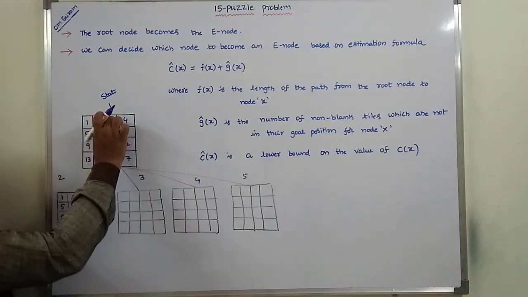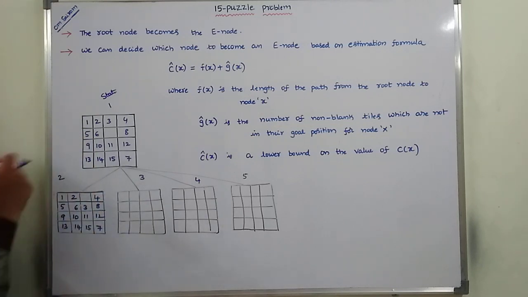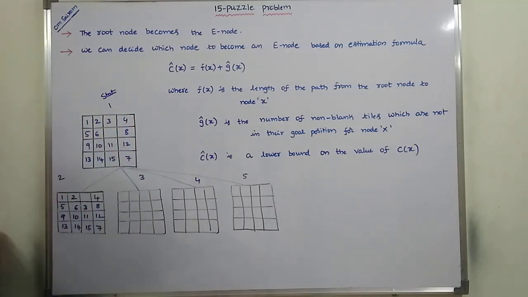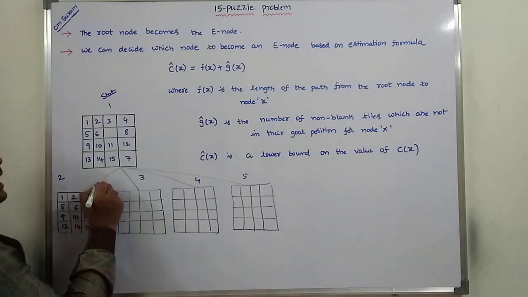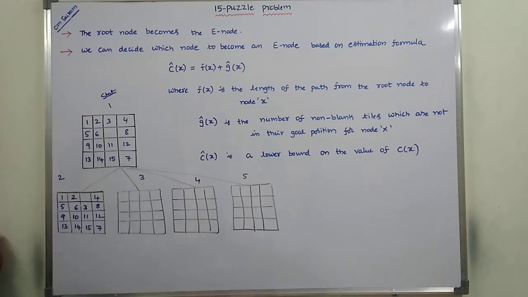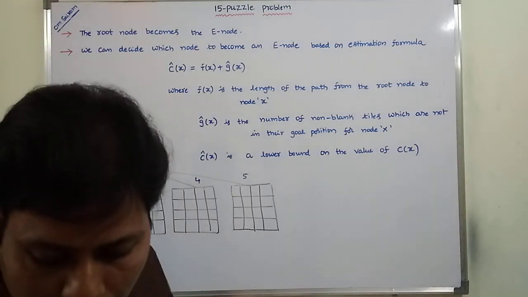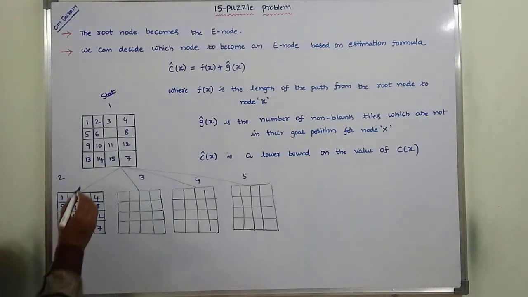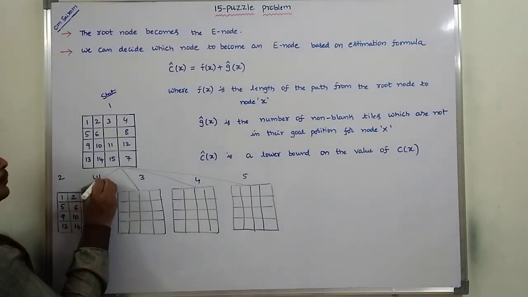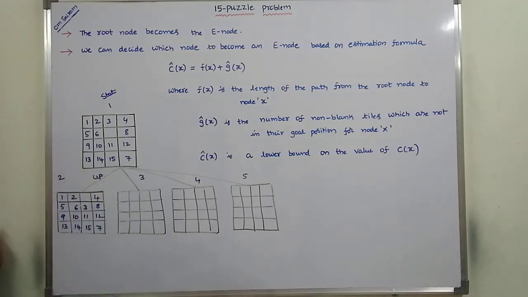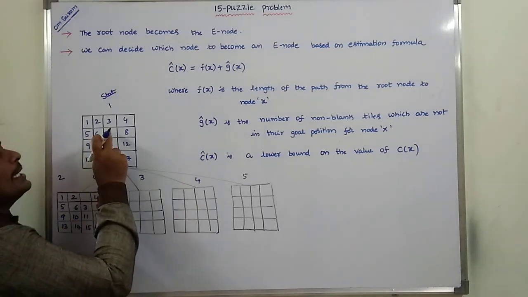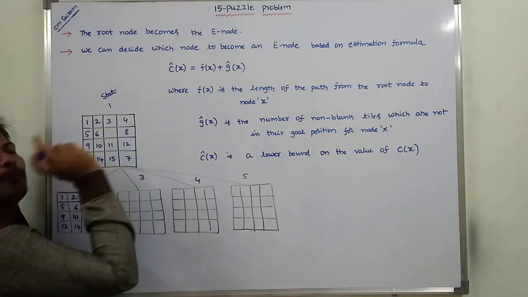Okay, so tile 3 can be moved to the down position and the empty tile can be moved to the up position. Okay, so now this is called as the empty tile can be moved to the up position. Okay, next one. Next one is the empty tile can be moved to the right position.